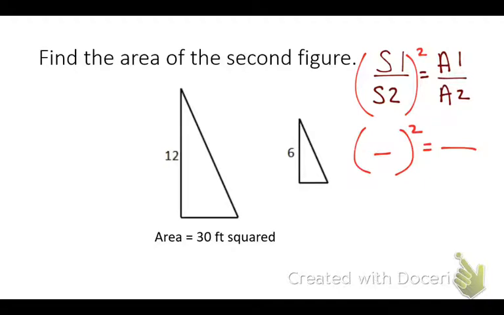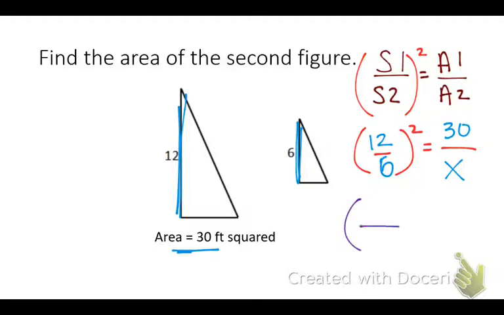All right, so what is the side from the first figure? 12. And the side from the second figure? 6. The area from the first figure? 30. And then the area of the second, we're going to call x. We can reduce if you want. What is 12 over 6 reduced to? Yeah, so we're going to do 2 over 1, so that when we cross multiply, we still have a fraction. And it will equal 30 over x.